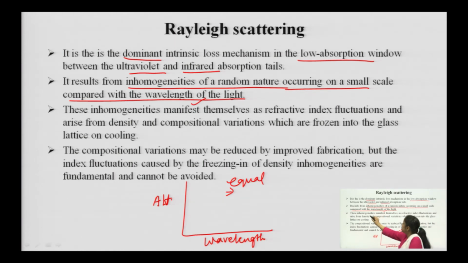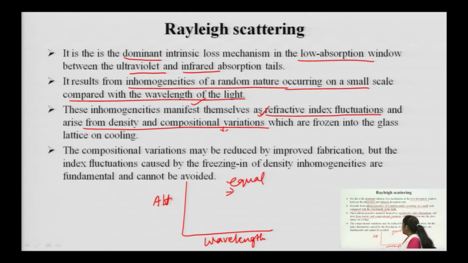This inhomogeneity manifests itself as refractive index fluctuations and arises from density and compositional variation. So, now what exactly is this, and how does inhomogeneity arise? Whenever there is a density and compositional variation within the optical fiber, of course, refractive index fluctuation will also exist.